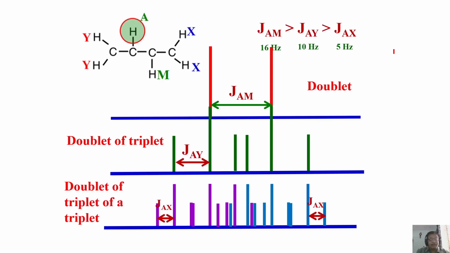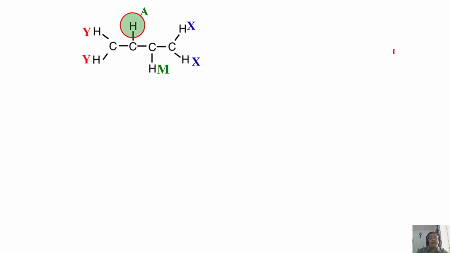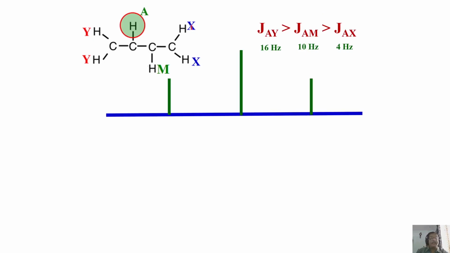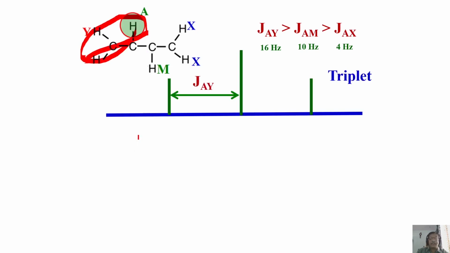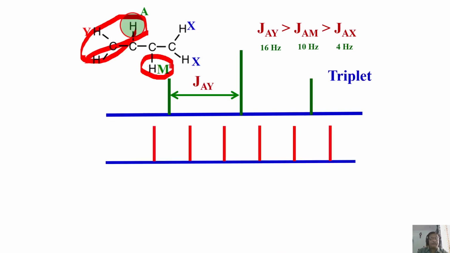Doublet of triplets, okay. Now consider a situation where AY is larger than AM, which is larger than AX. This is a triplet, because this is the larger coupling that I'm taking first. This is going to be a triplet, this coupling. And then that is further split by proton M, so it is a doublet. Each lane will be a doublet because it's a single proton. So each lane of the triplet becomes doublets of equal intensity.